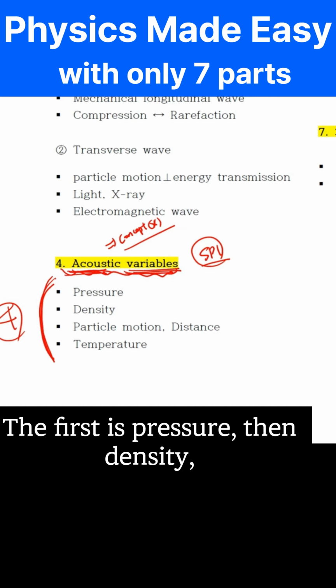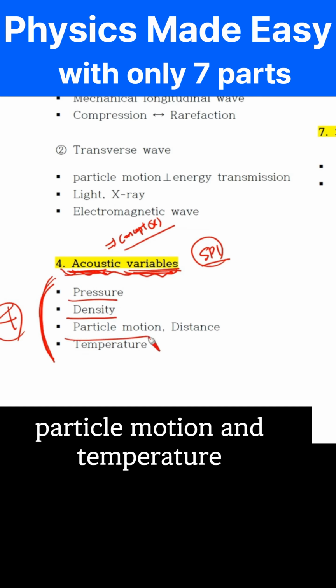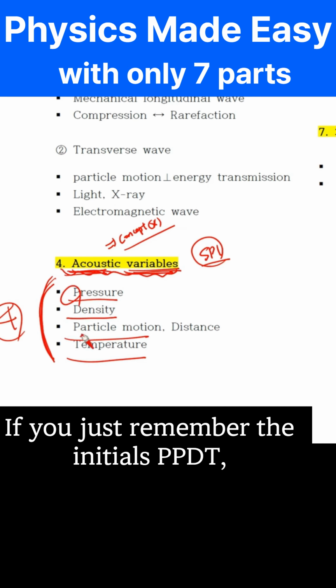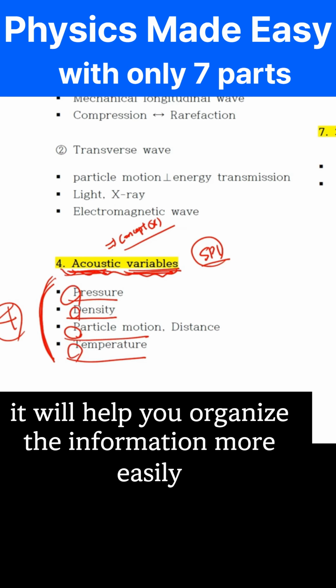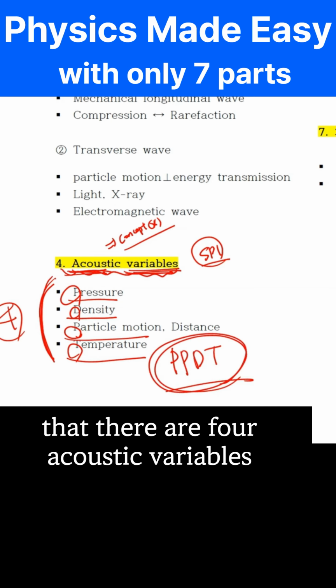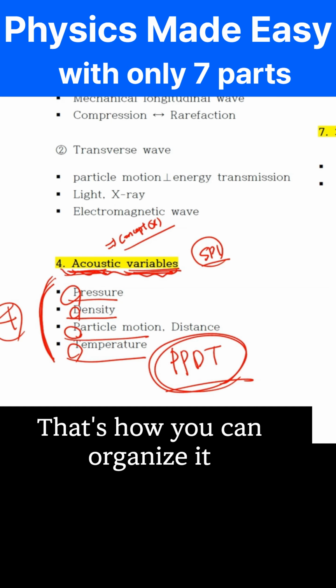The first is pressure, then density, particle motion, and temperature. These are the components. If you just remember the initials, ppdt, it will help you organize the information more easily. Once again, by taking just the initials, ppdt, you can remember that there are four acoustic variables. That's how you can organize it.